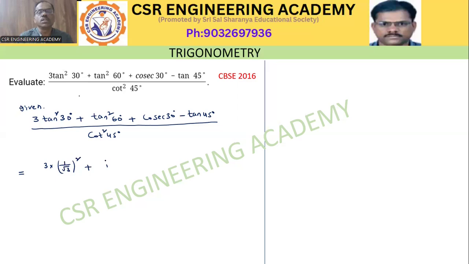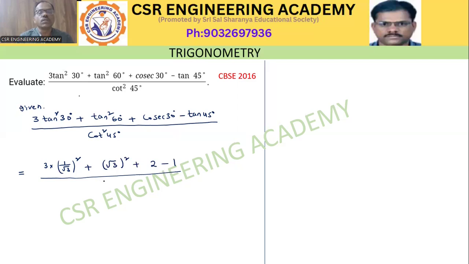(Root 3) whole square plus cosecant 30 degrees is equal to 1 by sin 30 degrees. Sin 30 degrees is equal to 1 by 2. That is 1 by 1 by 2, that is equal to 2, minus tan 45 degrees, which is equal to 1, divided by cot 45 degrees, 1.